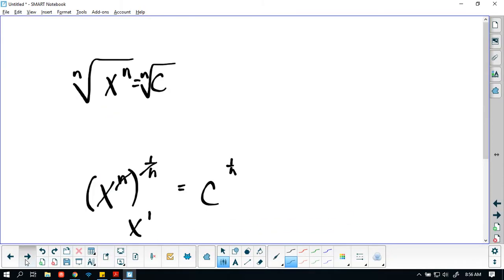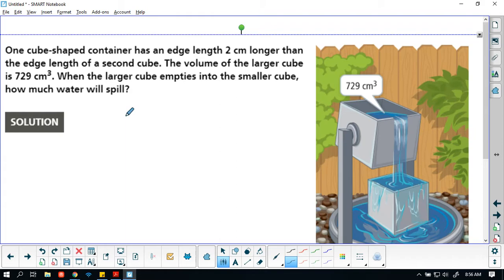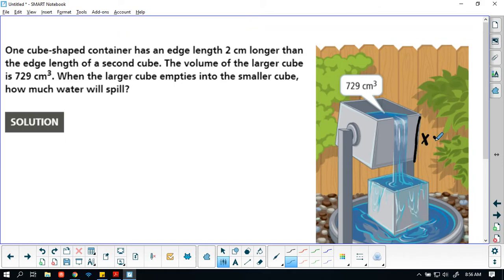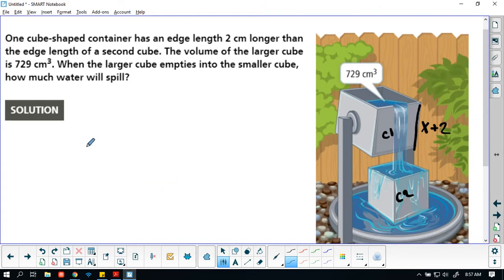All right, so let's look at this again. So we have this bigger cube spilling into the smaller cube. The larger cube has a volume of 729, and the one cube-shaped container has an edge length 2 centimeters longer. So this right here is x plus 2, the edge length of the second cube. So I'm going to say this is cube 1, cube 2. The volume of the larger cube is 729 cubic centimeters.